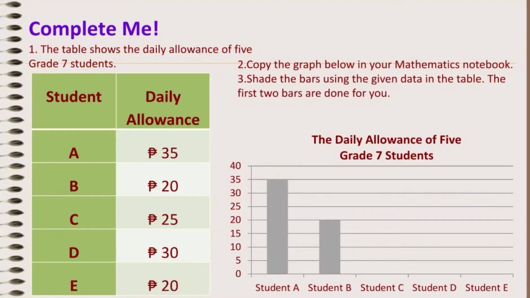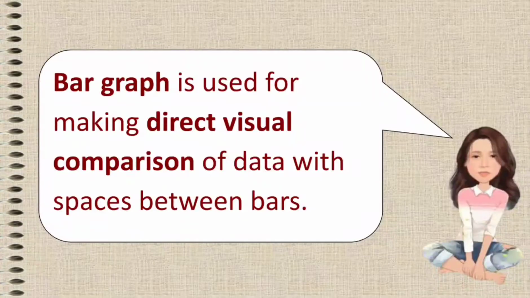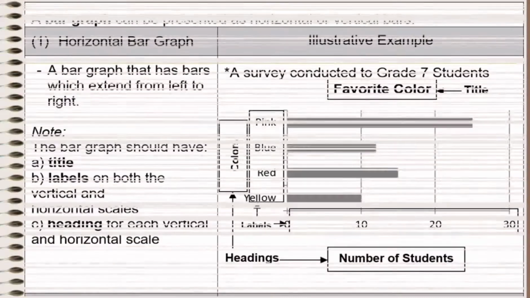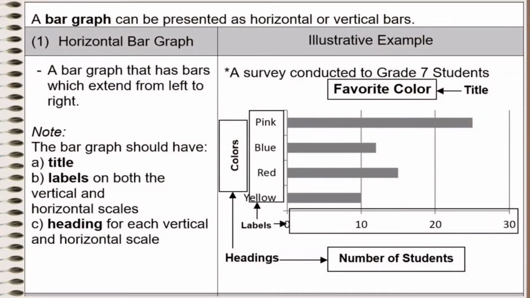Okay, let us continue. Again, a bar graph is used for making direct visual comparison of data with spaces between bars. A bar graph can be presented as horizontal or vertical bars. Let us see this illustration. A horizontal bar graph is a bar graph that has bars which extend from left to right.